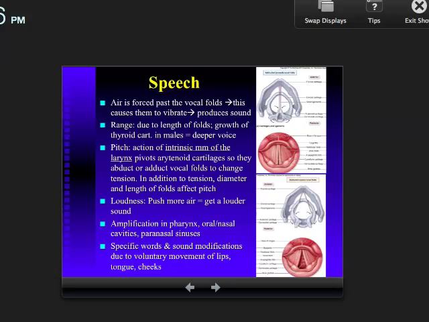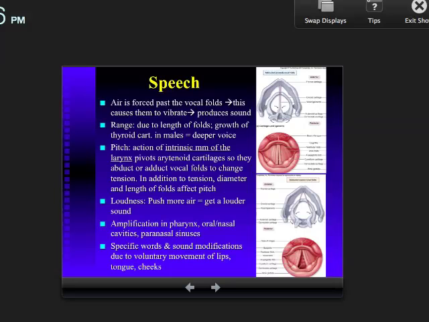That is going to be done by the intrinsic muscles shifting the position of the arytenoid cartilages, so that you're pulling more tightly on these, and as you pull more tightly, you're increasing or decreasing the tension on the vocal folds, and that in turn affects the pitch. The loudness has to do with the amount of air that's passing by the vocal folds. So you push more air, you get a louder sound.